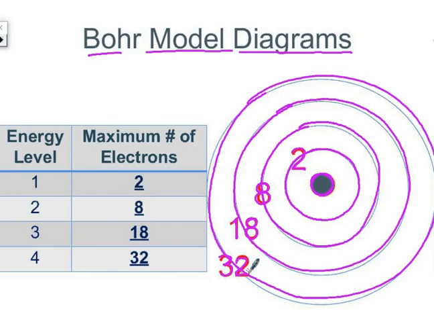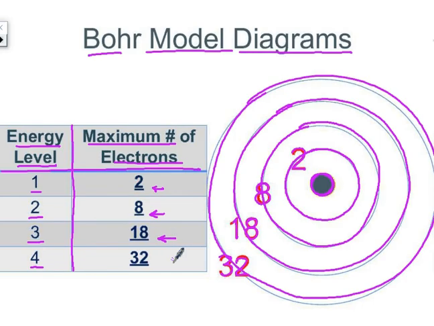So this is going to be your max number of electrons. So if you will please draw in a table of just 2 columns and write energy level and max number of electrons. So in your first energy level, a max number of 2. In your second energy level, a max number of 8. In your third, a max number of 18. And in your fourth, a max number of 32. So again, as the orbitals get bigger, you can fit more and more, but these are your max numbers.